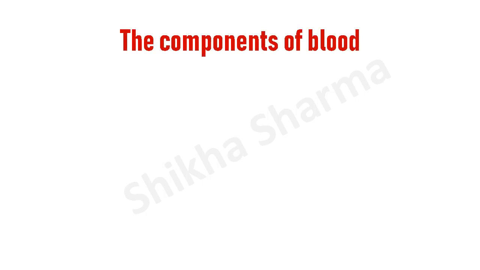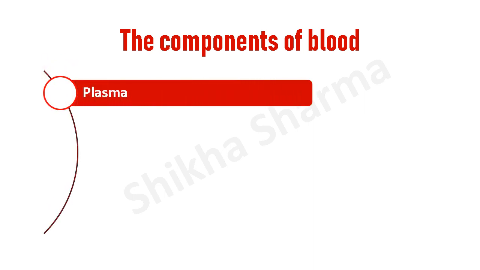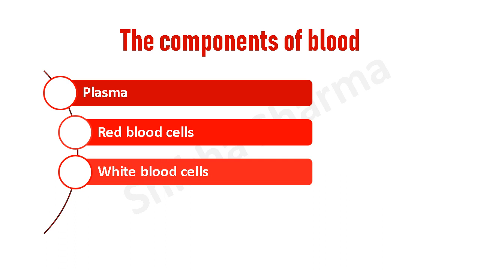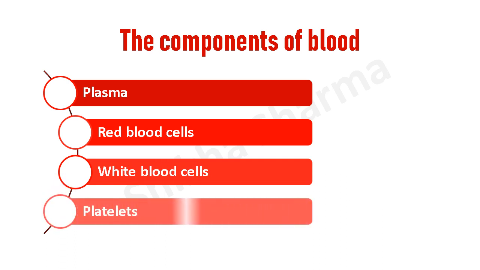Now, move on to the components of blood. Like all connective tissues, it is made up of an extracellular matrix and cellular elements. The extracellular matrix, called plasma, makes blood unique among connective tissues because it is fluid. The cellular elements, referred to as the formed elements, include red blood cells, RBCs, white blood cells, WBCs, and cell fragments called platelets.